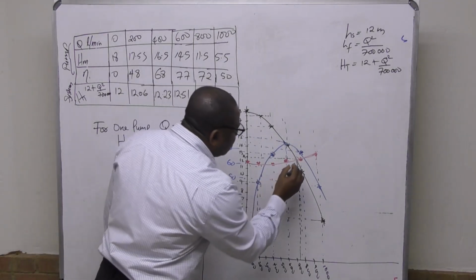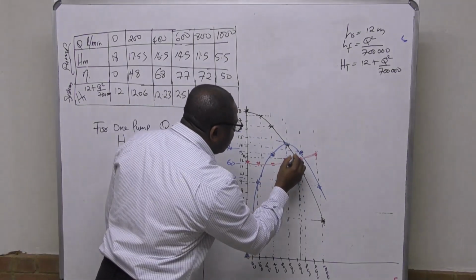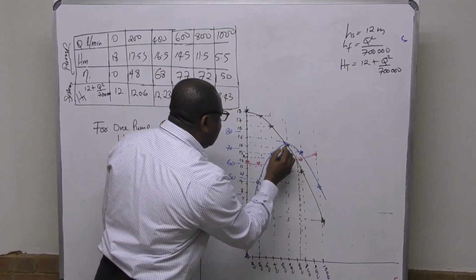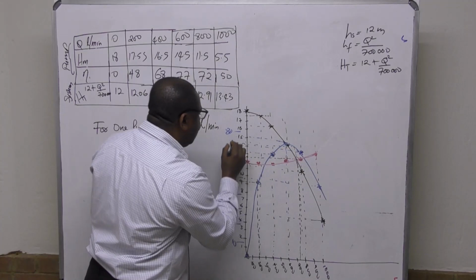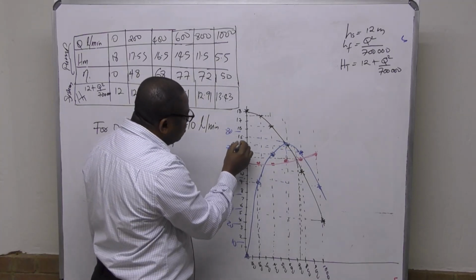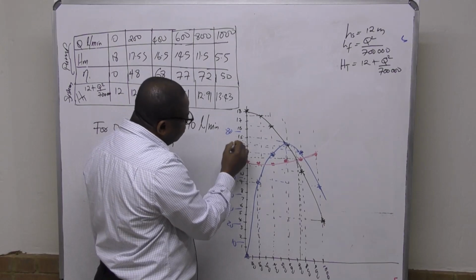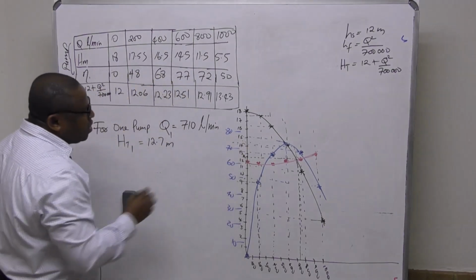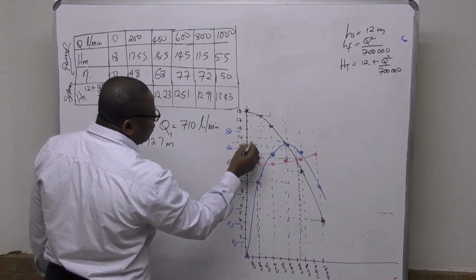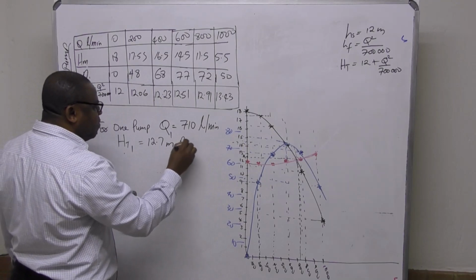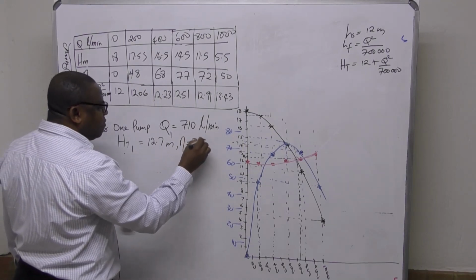All right? So if I move this up here, this is where it intersects the efficiency curve, and you trace it back to efficiency. This efficiency here is about 75. So let's say 75. If you use your graph, you'll be getting about 75.5. Efficiency for one pump, 75.5.